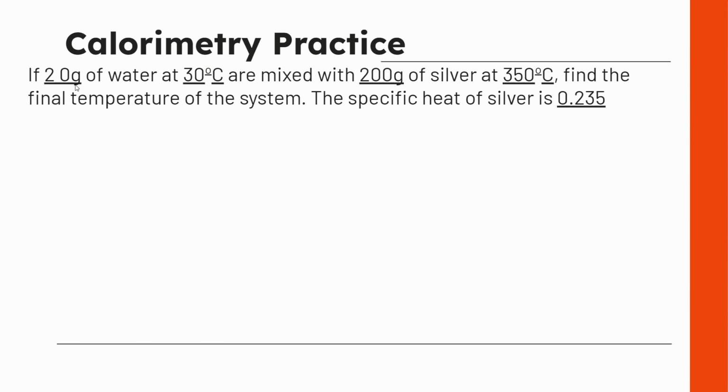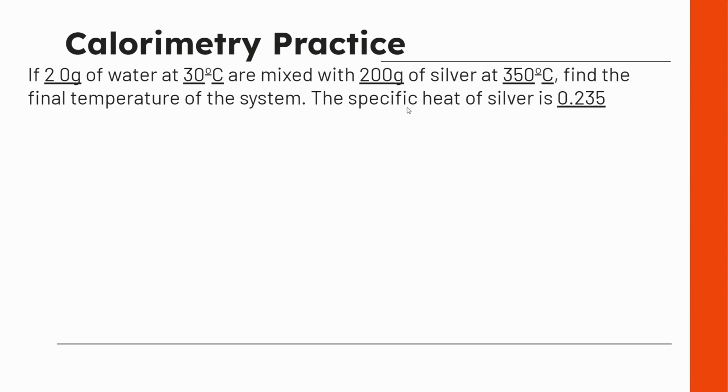If 20 grams of water, that's our mass, at 30 degrees Celsius is mixed with 200 grams of silver at 350 degrees Celsius, find the final temperature of the system. And the specific heat of silver is 0.235 joules per gram degree Celsius. So let's look at this really quick. Let's just think a little bit.